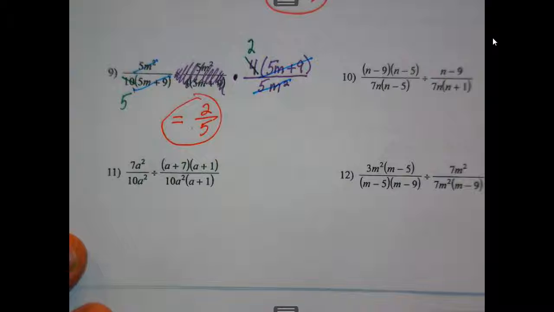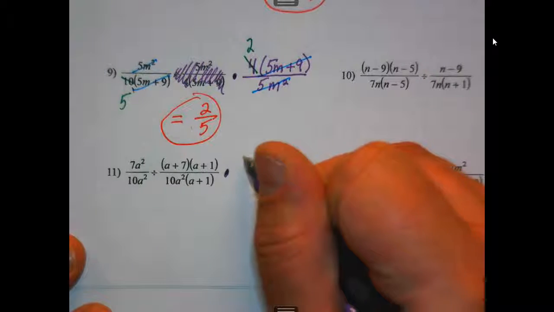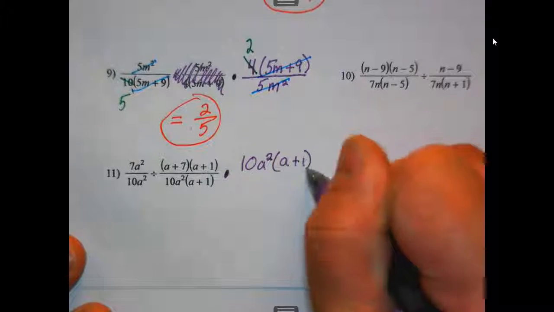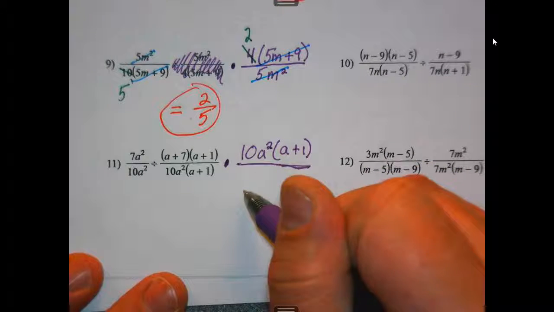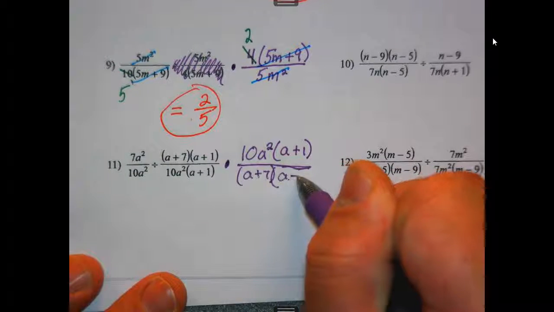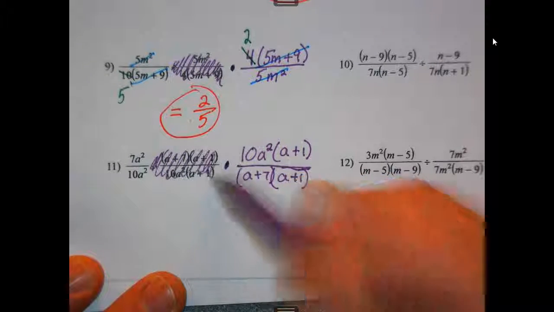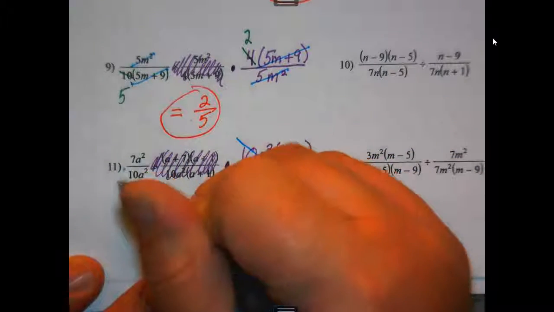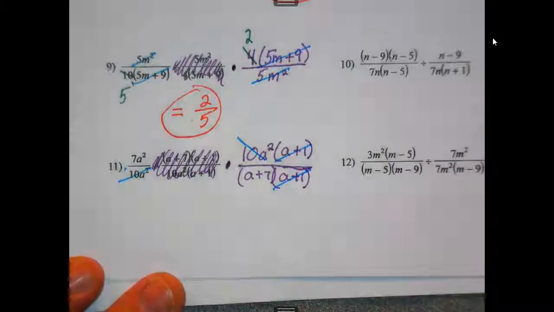Division problem. I'm going to change to multiplication and flip the second fraction. See, it means I have 10a squared times a plus 1 over a plus 7 and a plus 1. And a squared can go away. A plus 1. And that's it, right?